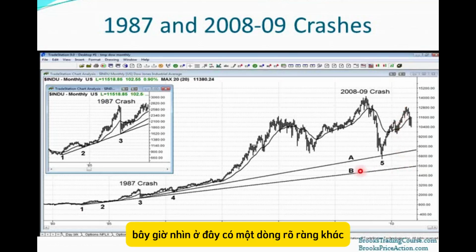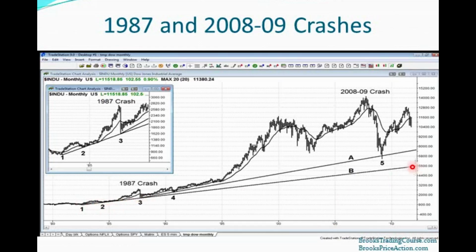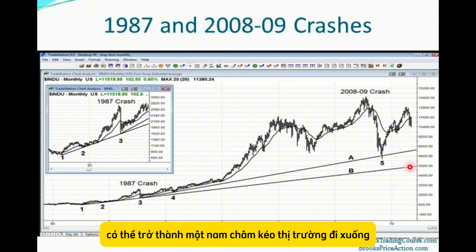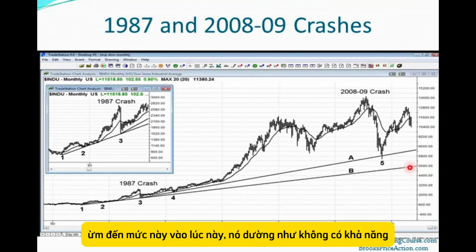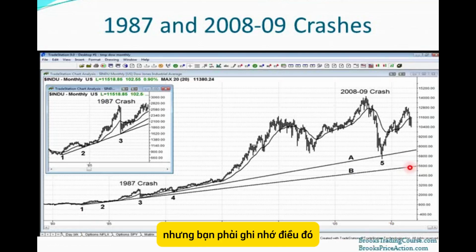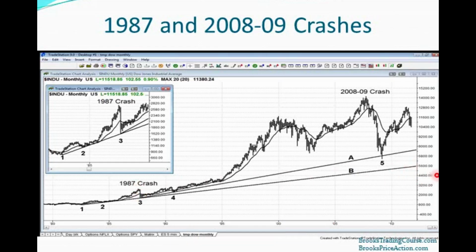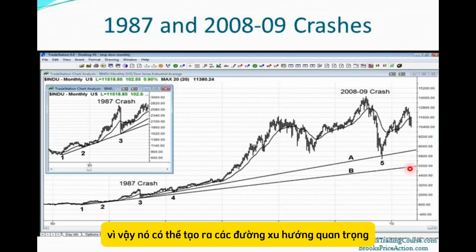Now look at over here. There's one other obvious line from this swing low to the 87 crash low, and we did not reach that line. So that ultimately may end up being a magnet that pulls the market down to this level. At the moment it does not seem likely, but you have to keep that in mind, that we have important lows, the 87 crash low, so it can create important trend lines, and the market may have to come down and test that lower line.